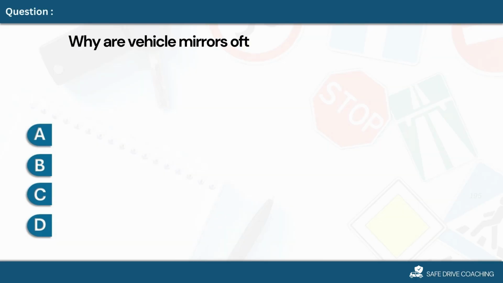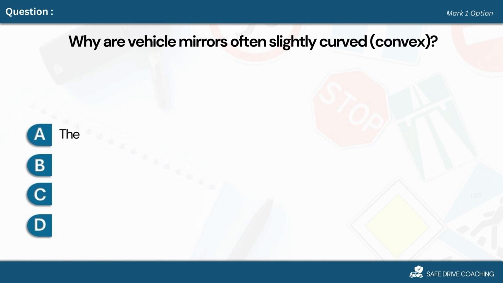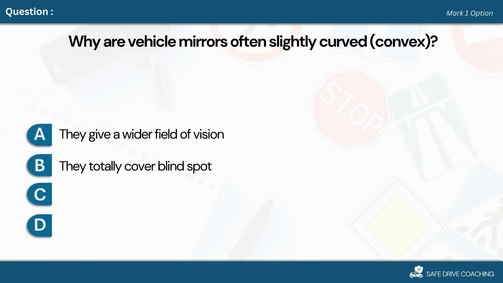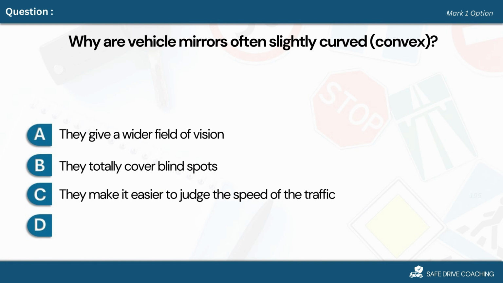Why are vehicle mirrors often slightly curved, convex? A. They give a wider field of vision. B. They totally cover blind spots. C. They make it easier to judge the speed of the traffic behind. D. They make the traffic behind look bigger.